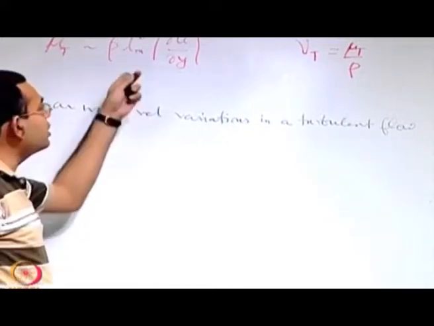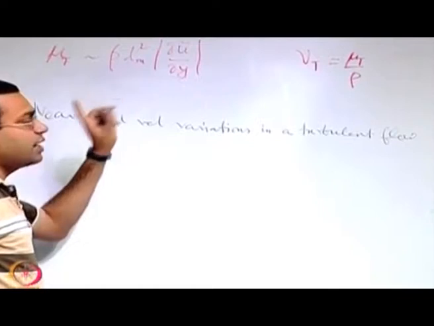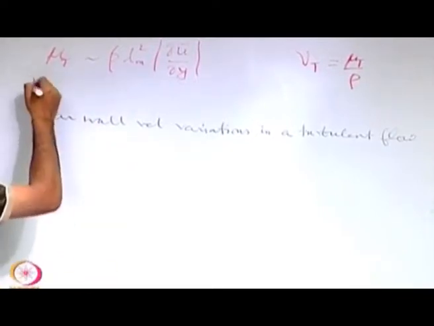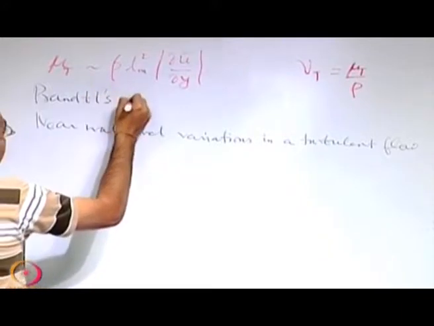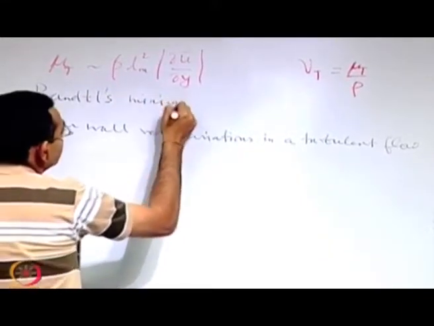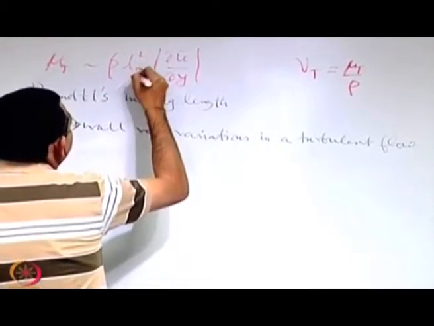We will look at it from different angles, but first the angle from which we will consider would be a sort of a follow-up of Prandtl's mixing length model. So, this is Prandtl's mixing length model, this l_m.